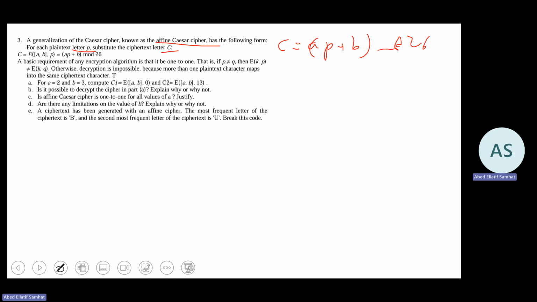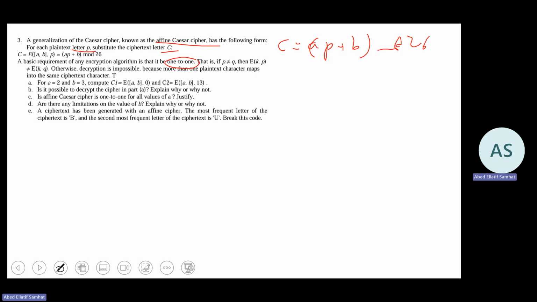A basic requirement of any encryption is that it be one-to-one. This is one of the important characteristics because for each plain text, based on the algorithm, we should have only one ciphertext, and for each ciphertext, if we want to decrypt it, we will have only one plain text. So that's why the characteristic of one-to-one is very important.